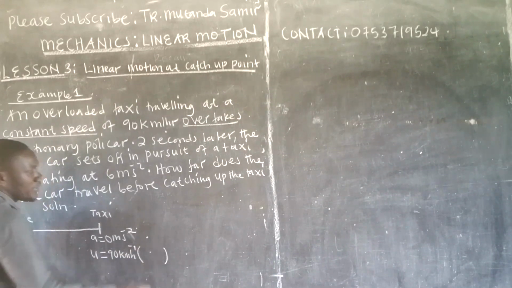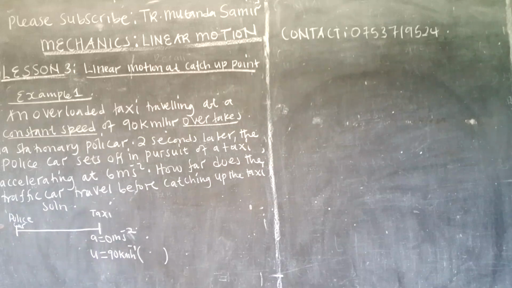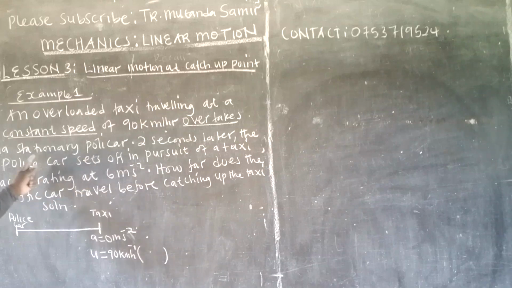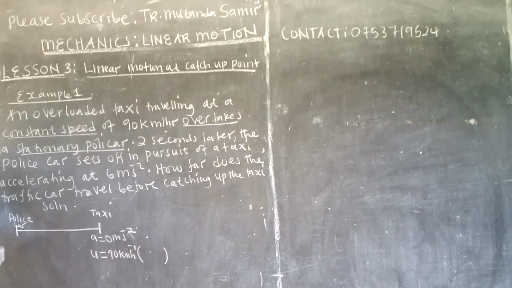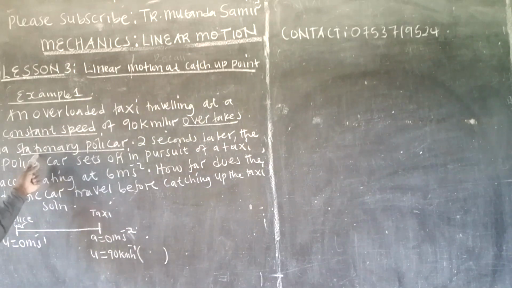This 90 kilometers per hour must be converted into meters per second, and we shall do that in time. Let's first of all complete the question. Overtakes a stationary police car. Stationary means that it is starting from rest, or its initial velocity is 0. I've said stationary police car, its initial velocity is 0.